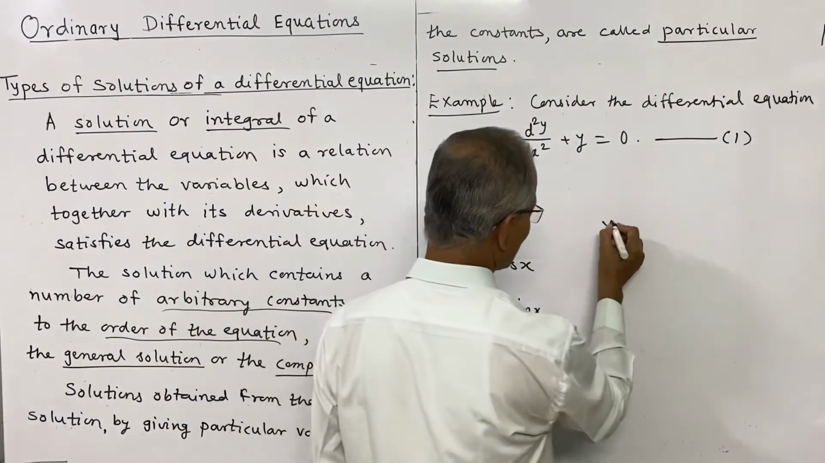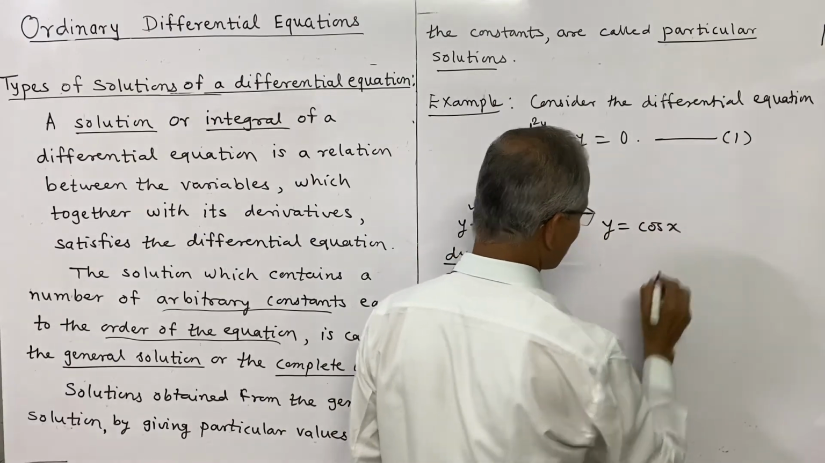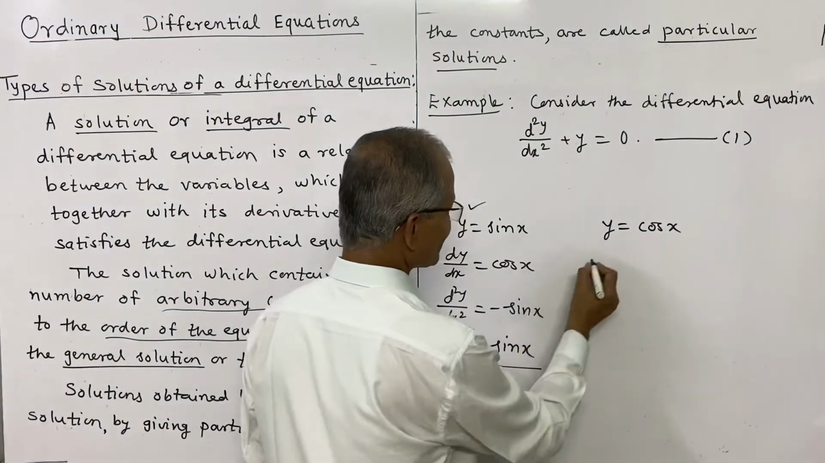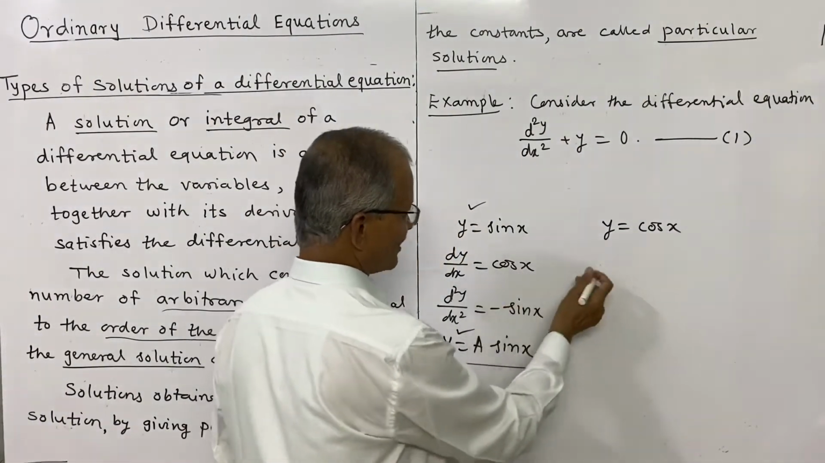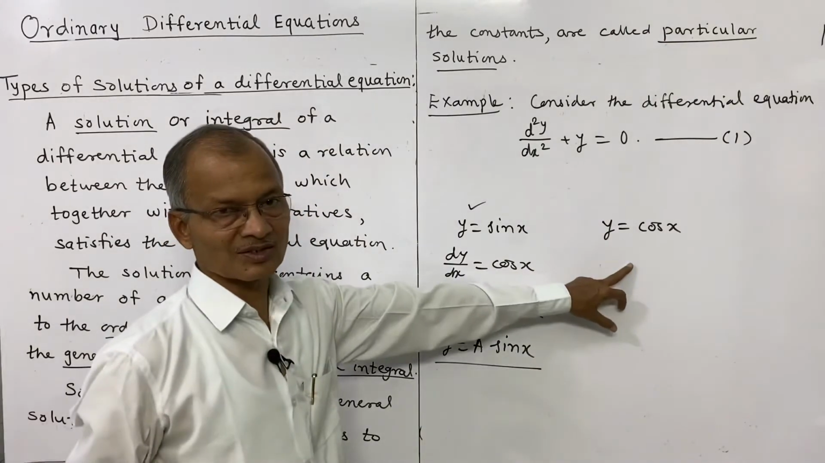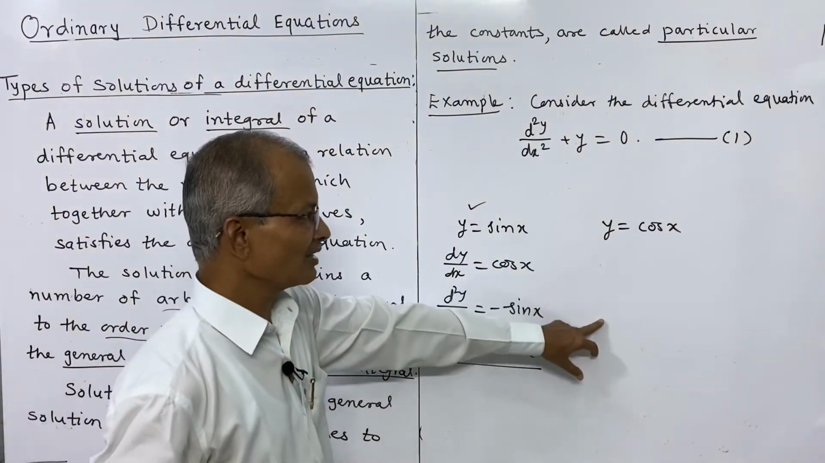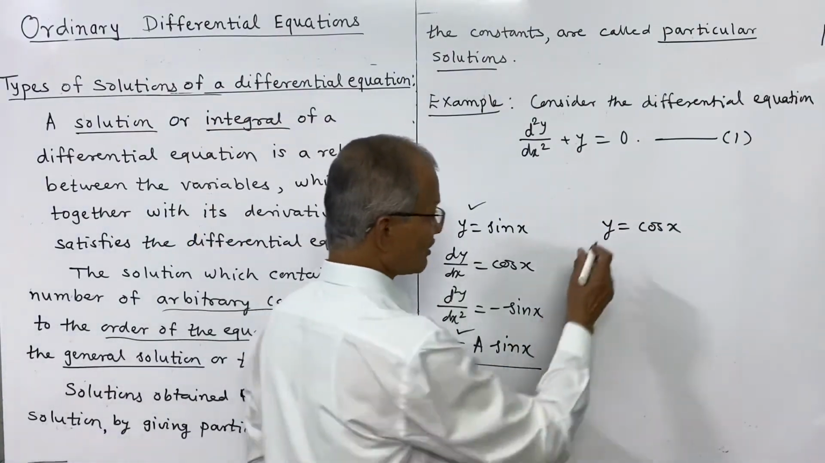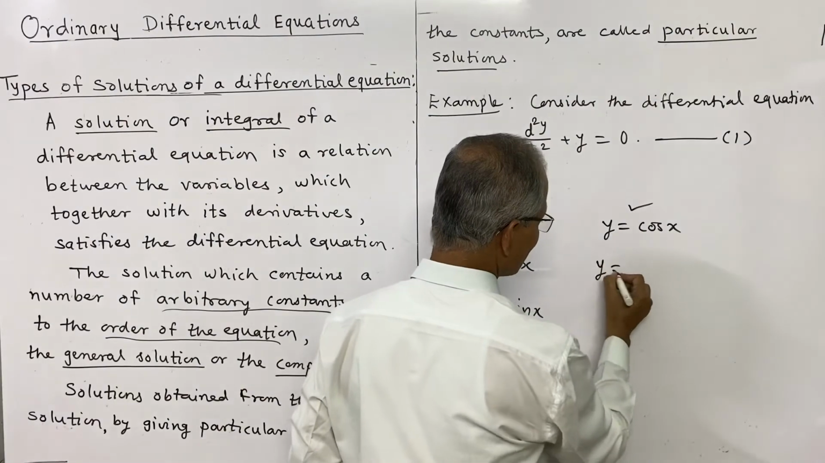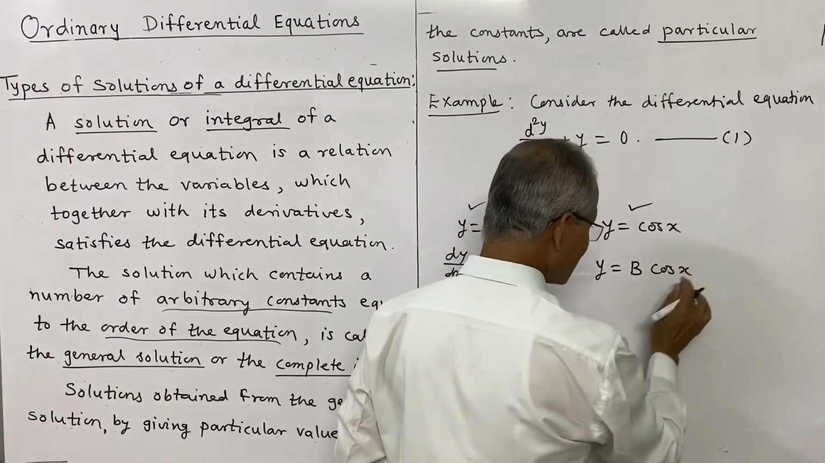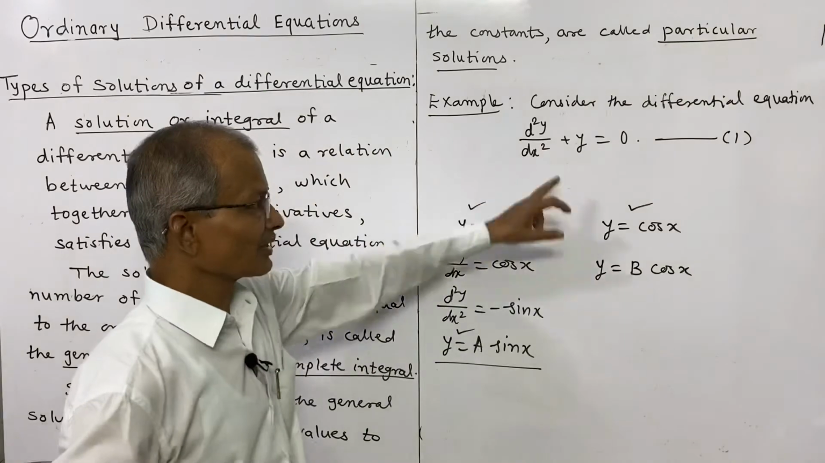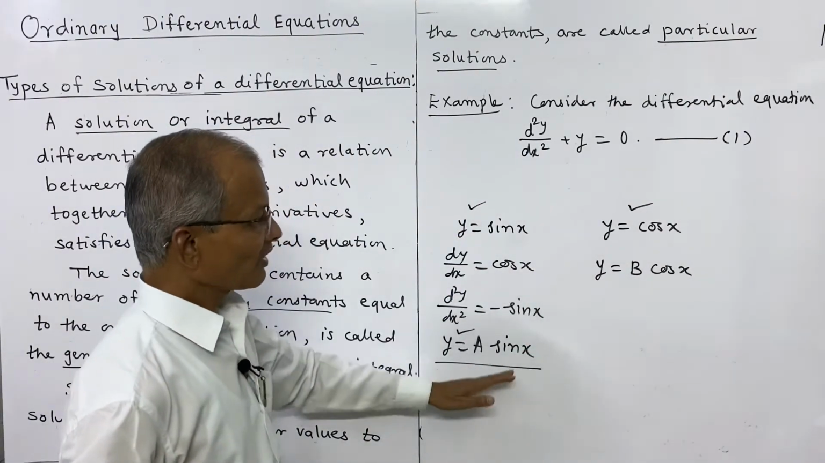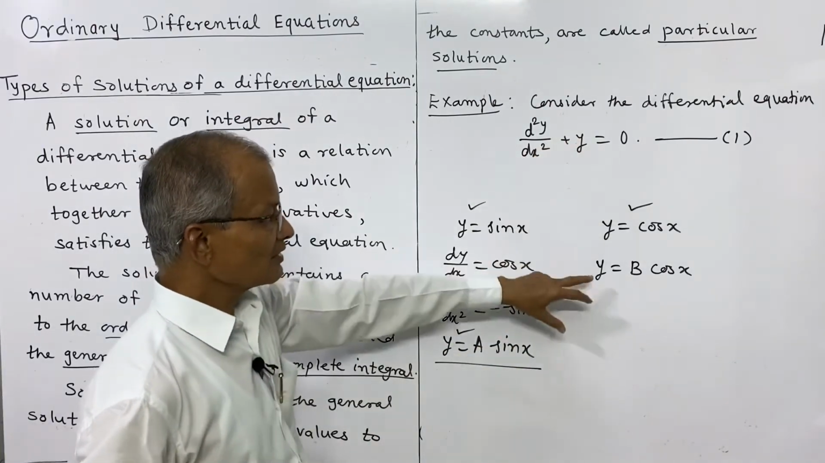Similarly, we can see that if I consider y is equal to cos x, then that is also a solution, because dy by dx is minus sine x, and d square y by dx square is minus cos x. Minus cos x plus cos x is 0. So this is also a solution. And again we can see y is equal to b cos x is also a solution of this differential equation. This is very easy to verify.